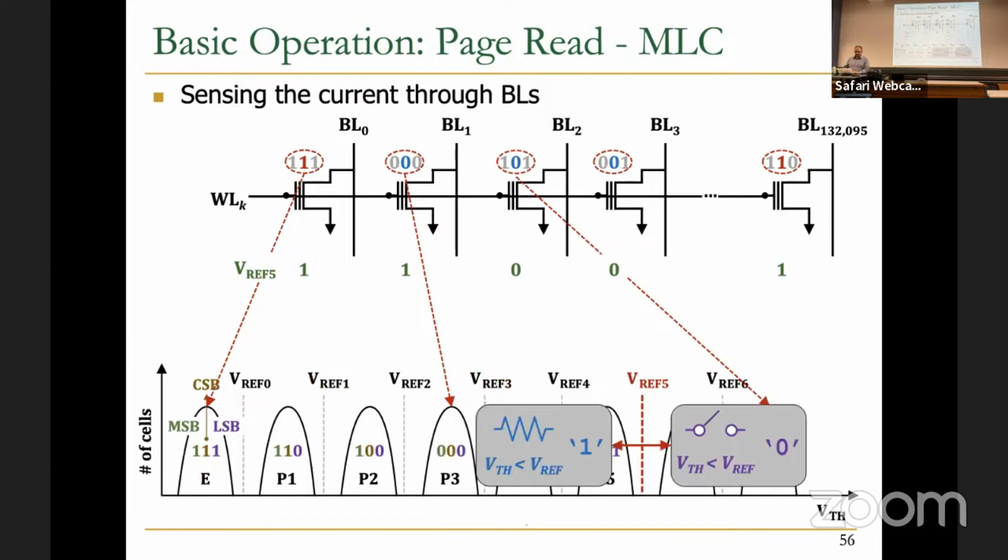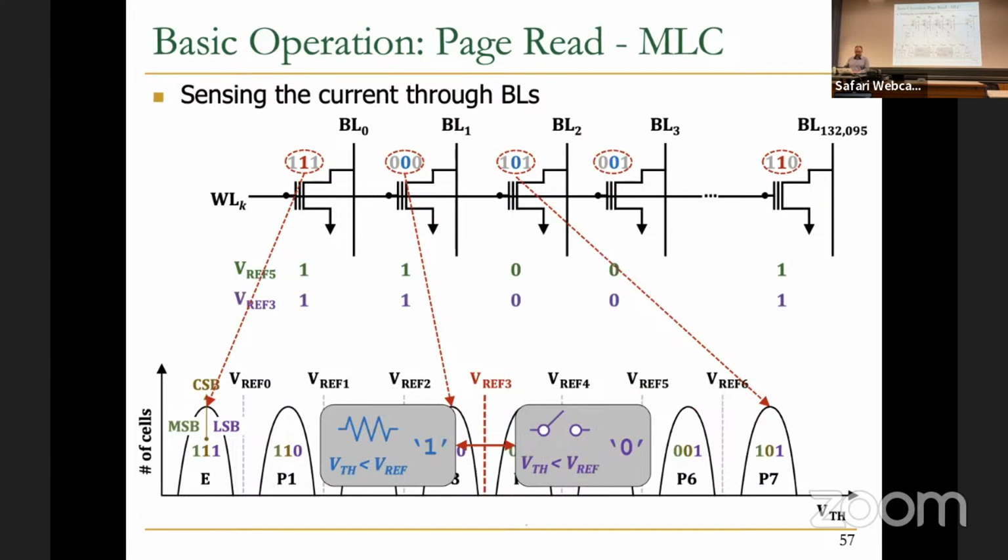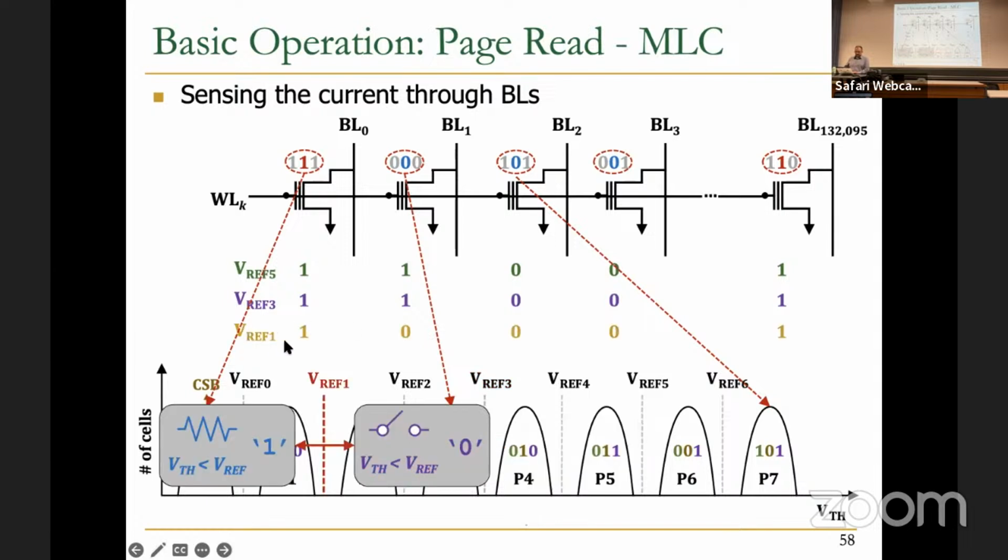Then you need to apply also reference 3. You read it from them. And then VREF 1. Finally, you get the correct data for that. So with this kind of encoding, you have output from each of these read processes. You need to somehow combine these outputs to get the final output.